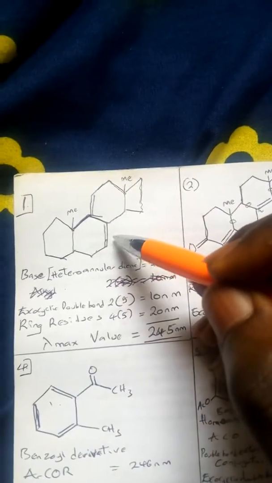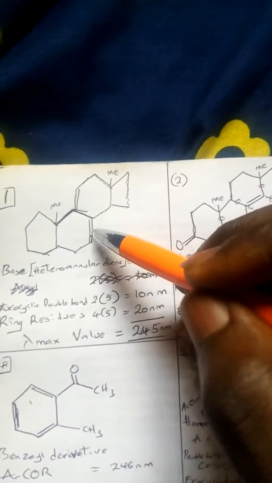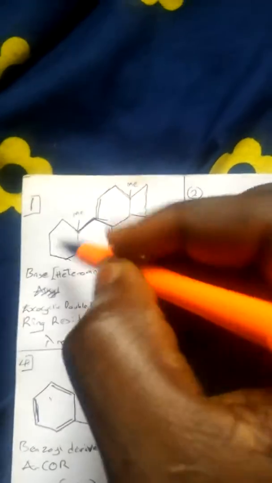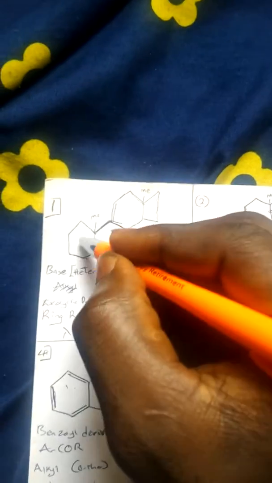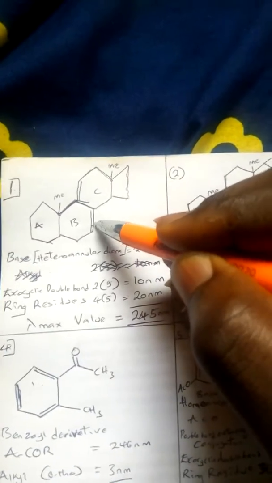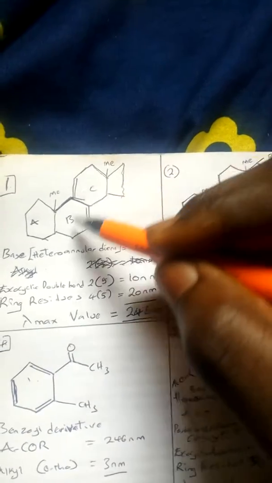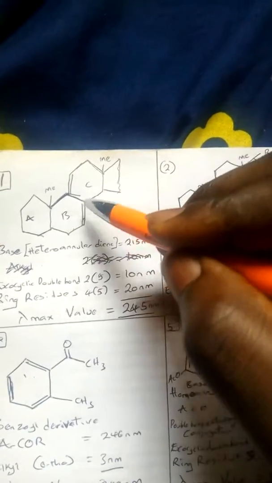Why is it heteroannular? This is because the conjugated double bonds are not in the same ring. Whenever the conjugated double bonds are in two or more different rings, for example, if this ring is ring A, and this is B, C. So there's a double bond here in B and there's a double bond in C. So this double bond here in B is conjugated with the double bond in C. So whenever we have two different double bonds that are conjugated together and they are not in the same ring, they are in different rings, then we say they are what?